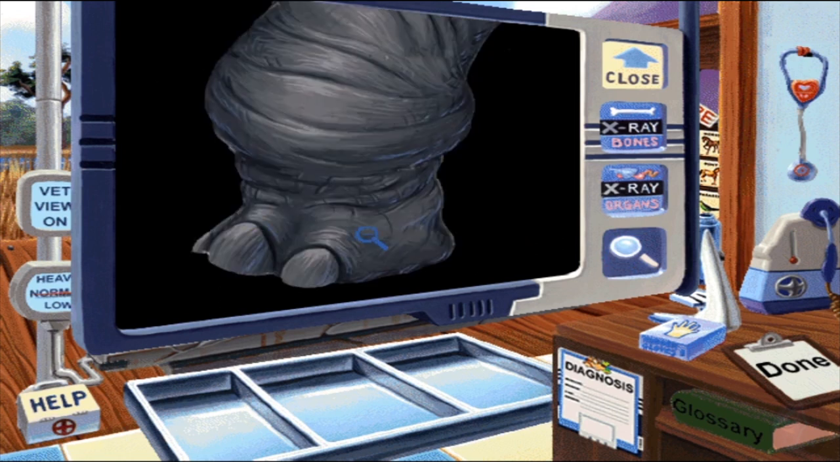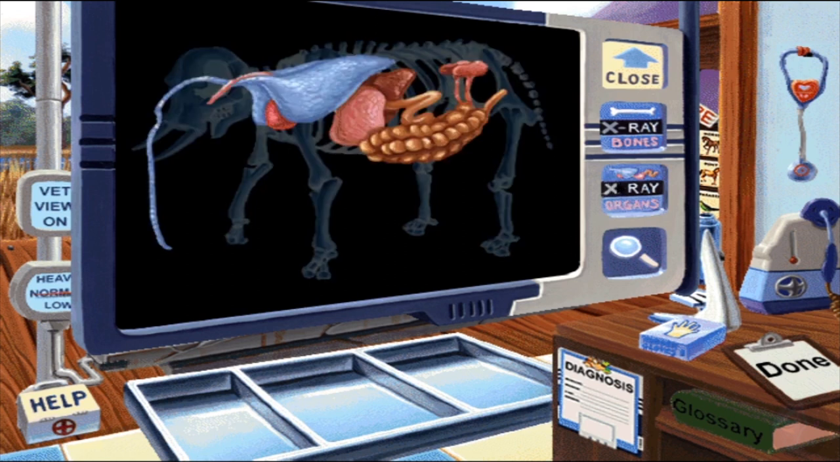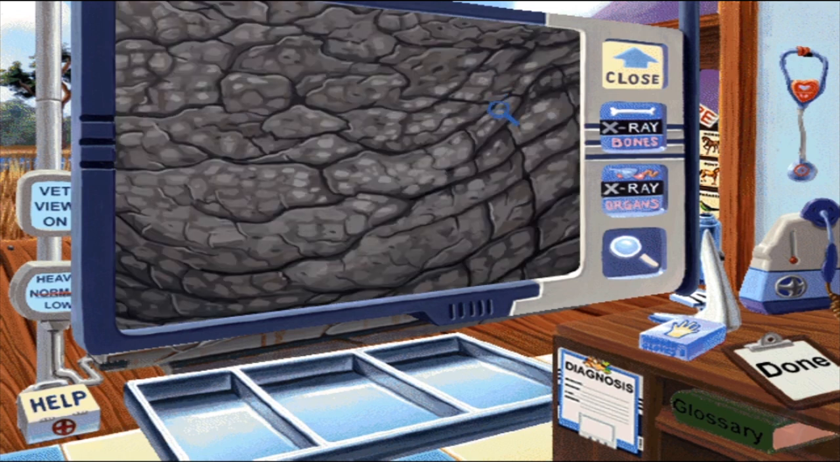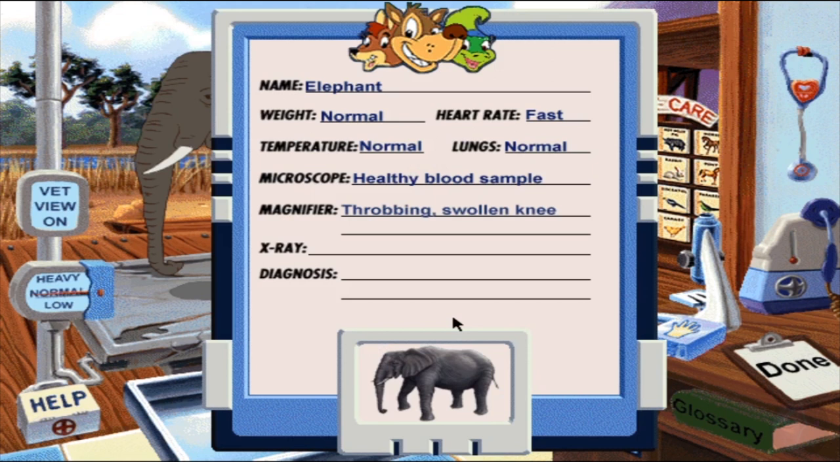The elephant's knee is swollen. I don't see any problems here. I don't see any problems here. Everything looks healthy here. Throbbing, swollen knee. Normal. The elephant's weight and temperature are normal. The heart rate reading is fast, but the lungs are normal. The microscope shows no problems, but the magnifying glass reveals a throbbing, swollen knee. The X-ray reading is normal. The elephant has a sprained knee.